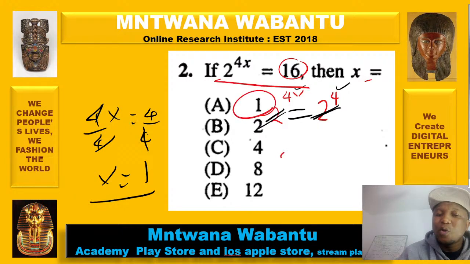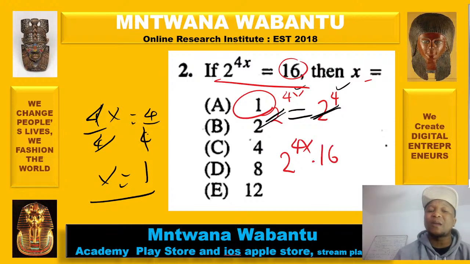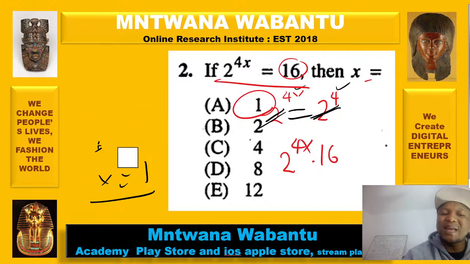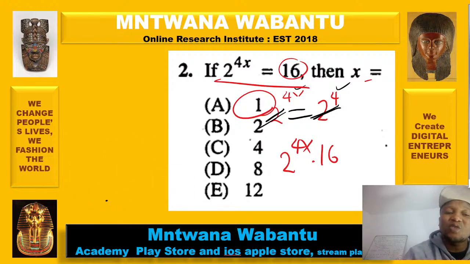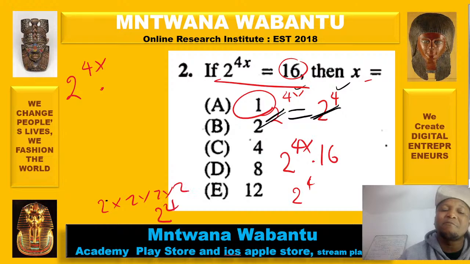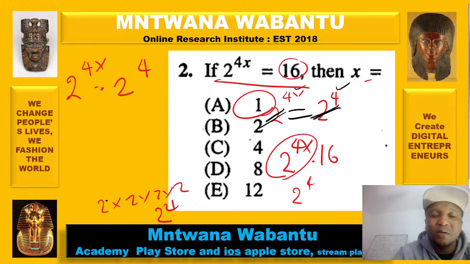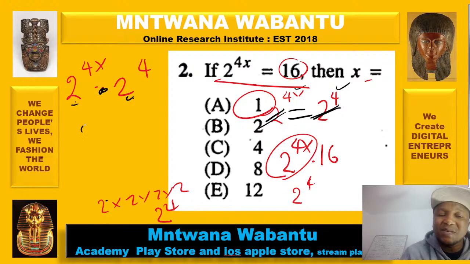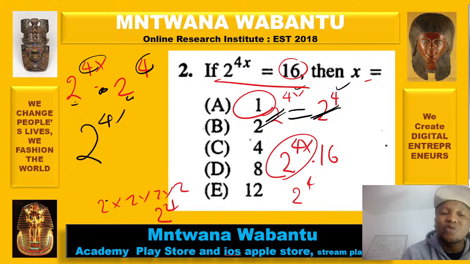But let's say our equation was 2 power 4x times 16. So there's no equal sign here, which means we don't solve for the value of x. They just say, for example, simplify. For this case, you cannot solve the value of x because there's no equal sign. But what's 16? 16 means 2 power 4, because 2 times 2 times 2 times 2 means 2 power 4. So I'm going to say 2 power 4x multiplied by 2 power 4. When the bases are the same, with a multiplication here, I only write one base and then add the powers. It's going to be 4x plus 4. That's only if you have multiplication here.